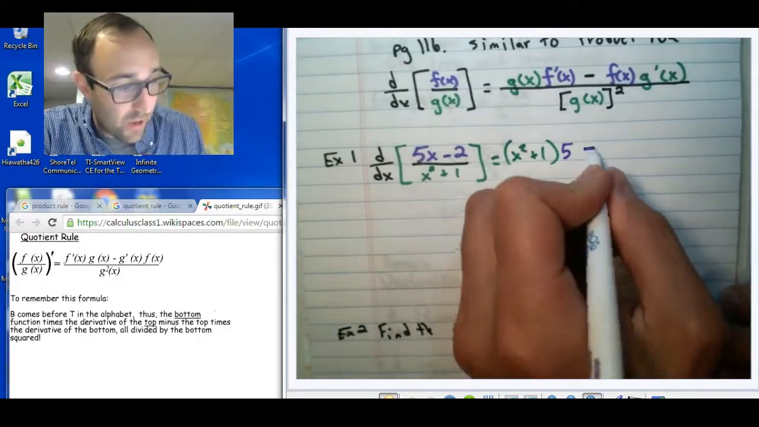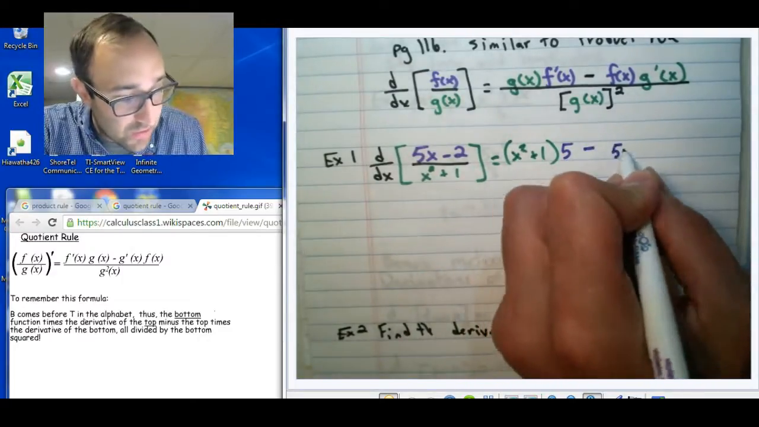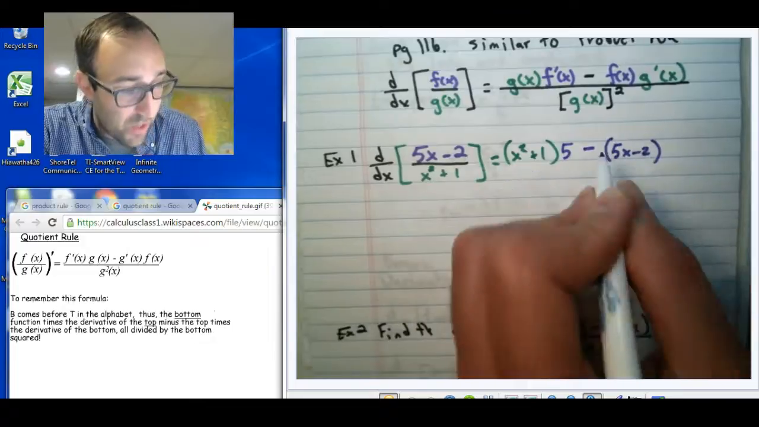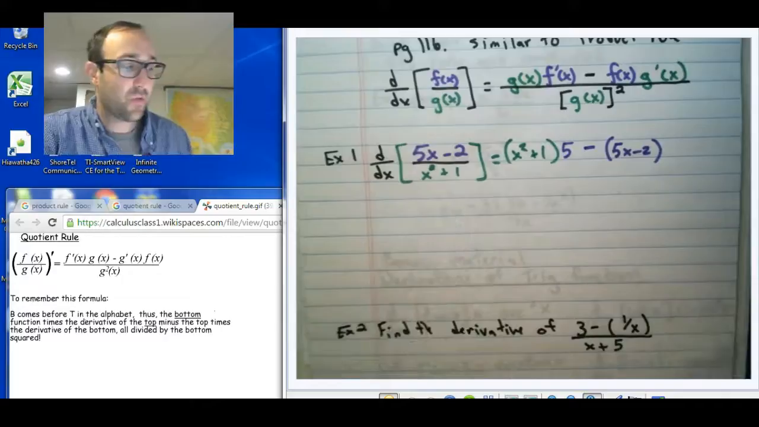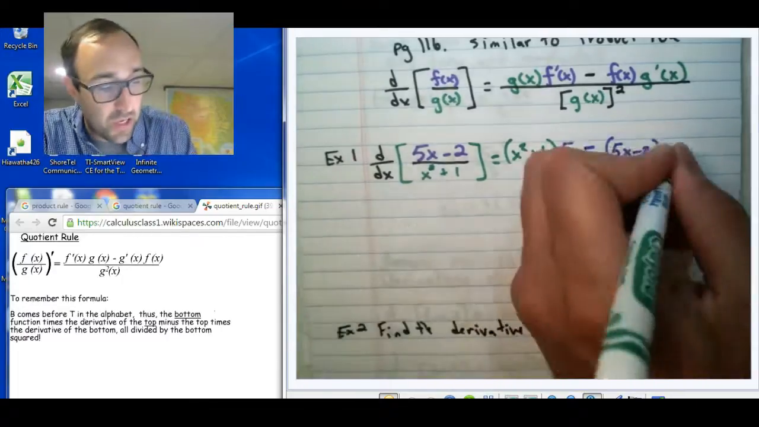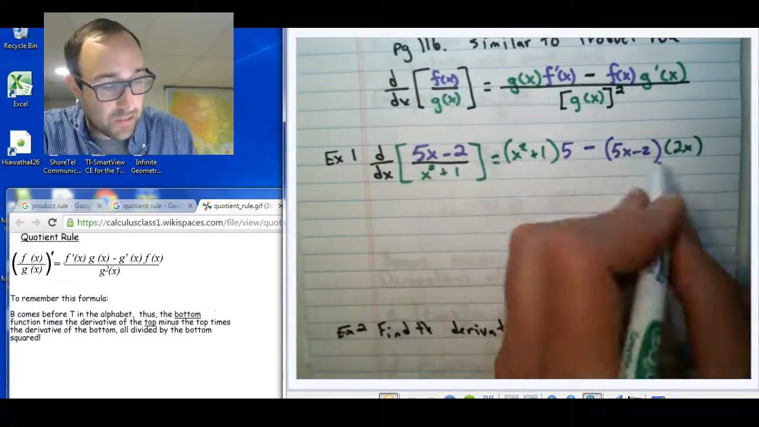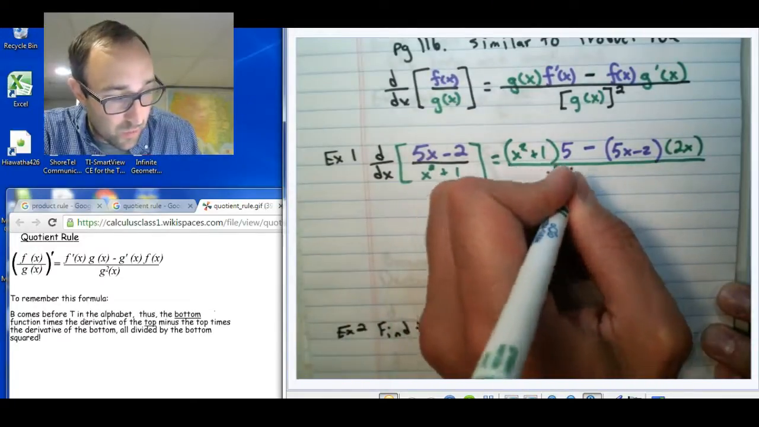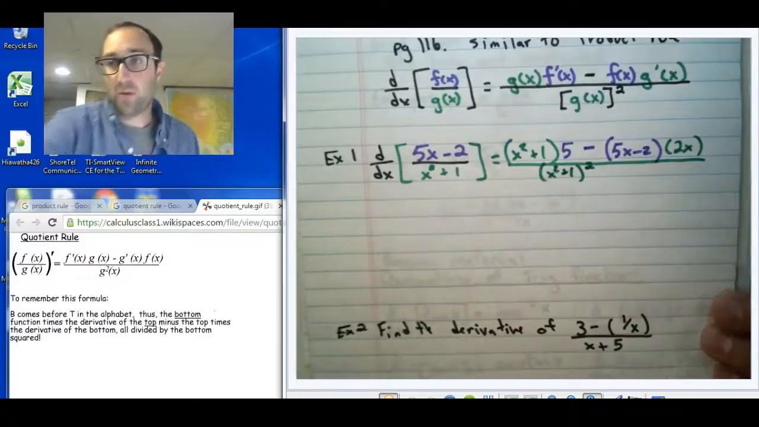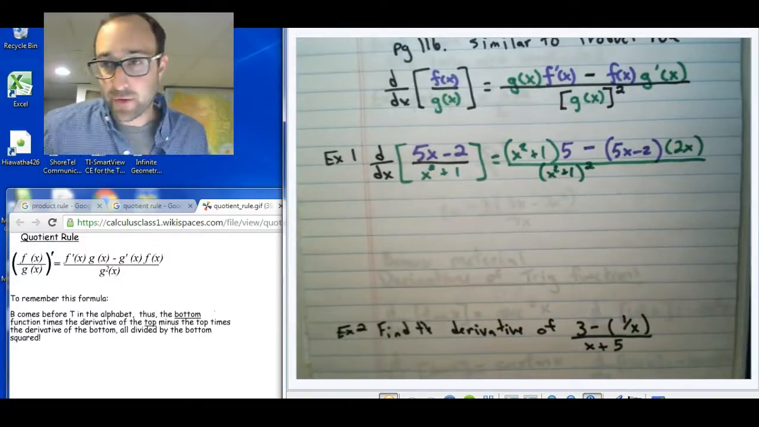Then we're going to do minus the top one, which is 5x minus 2. Put that in parentheses, and we'll multiply that by the derivative of the bottom one, x squared plus 1, so that's really just going to be 2x. And that's all going to be over x squared plus 1 squared. Okay, so far so good?